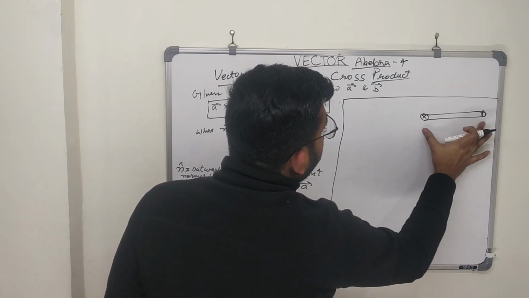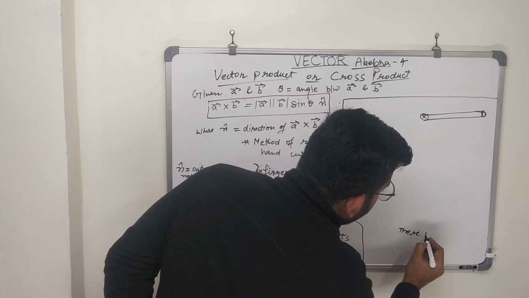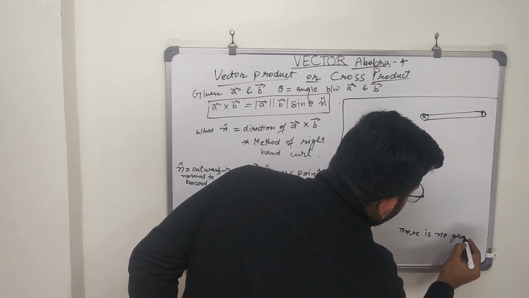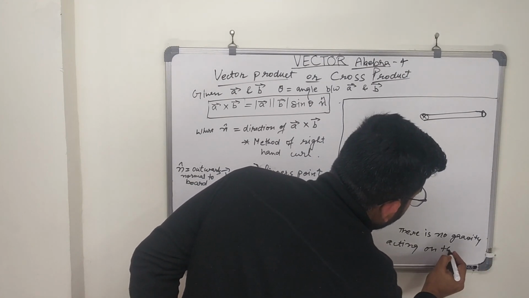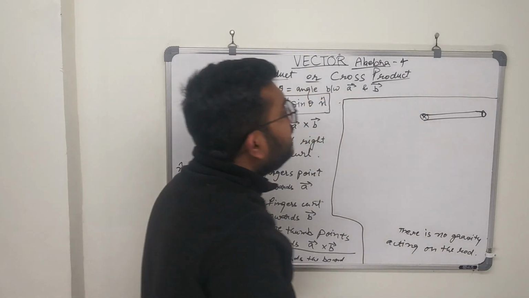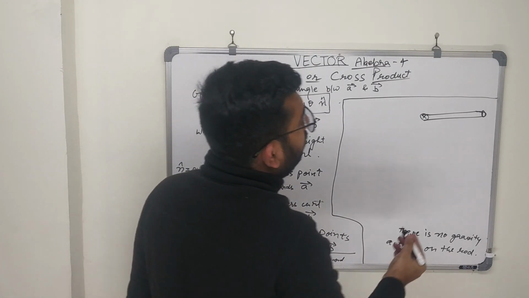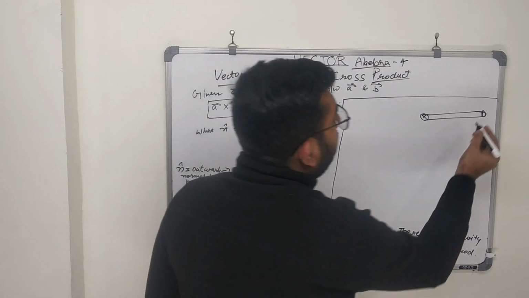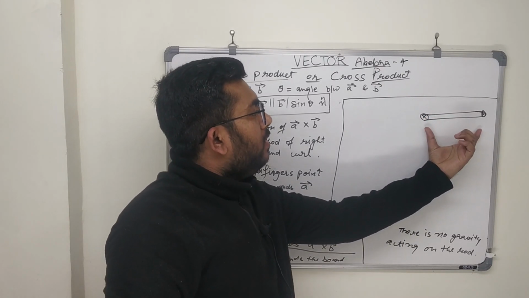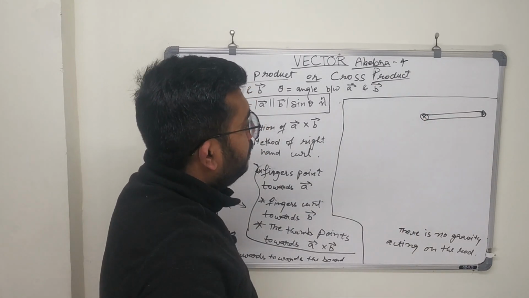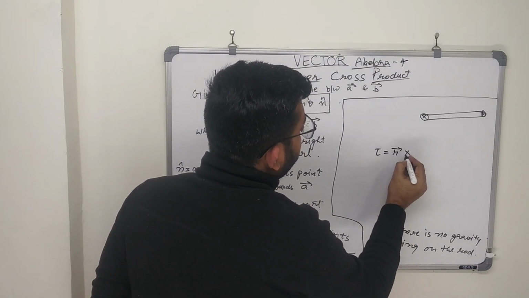और मान के चलिए इस पे कोई ग्रेविटी एक्ट नहीं कर रही है at this point of time. Suppose that there is no gravity acting on the rod. तो अगर इस रॉड को हमें इस पॉइंट के अबाउट घुमाना हो तो उसके लिए हमें इस पे फोर्स अप्लाई करना होगा. तो हम किस डायरेक्शन में फोर्स अप्लाई करेंगे, so that the torque about this point will be maximum, that is tau is equal to r vector cross F vector.